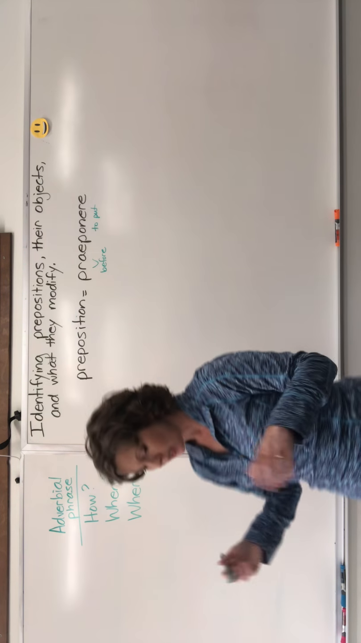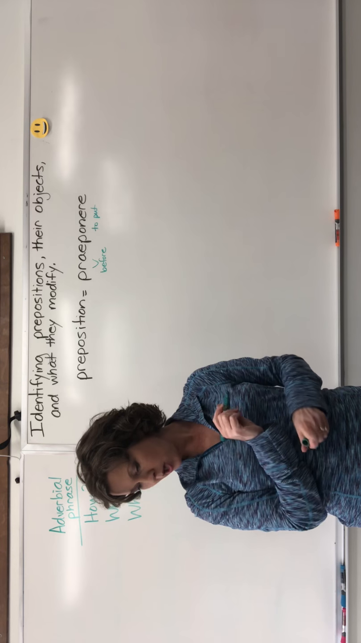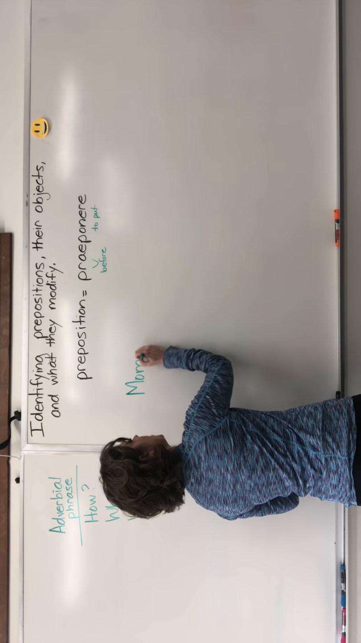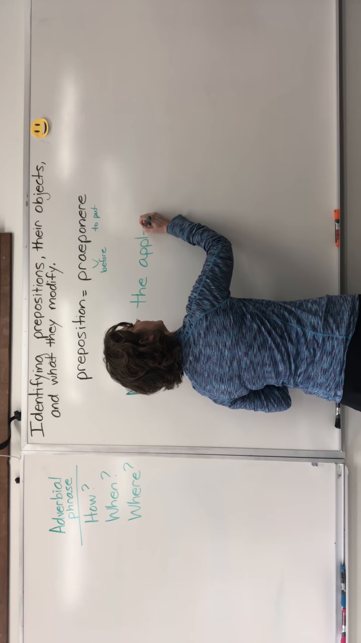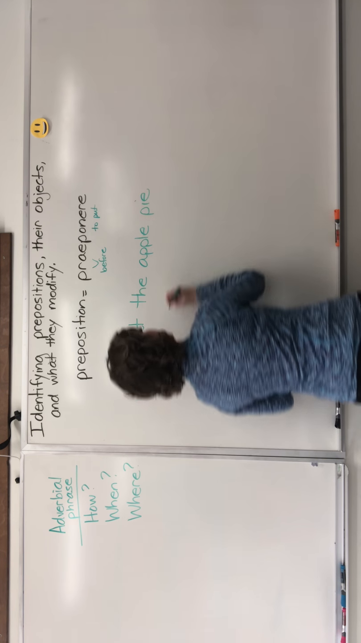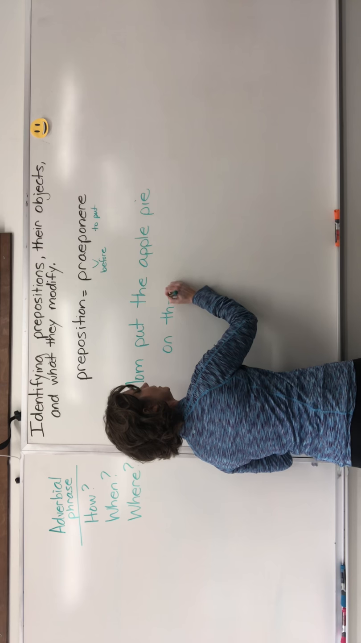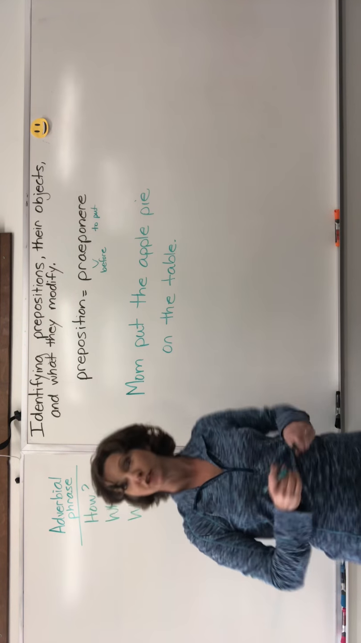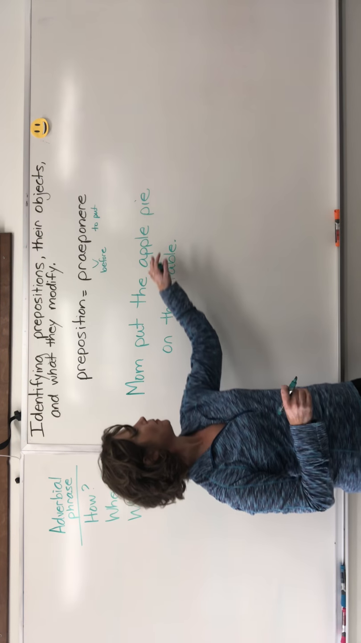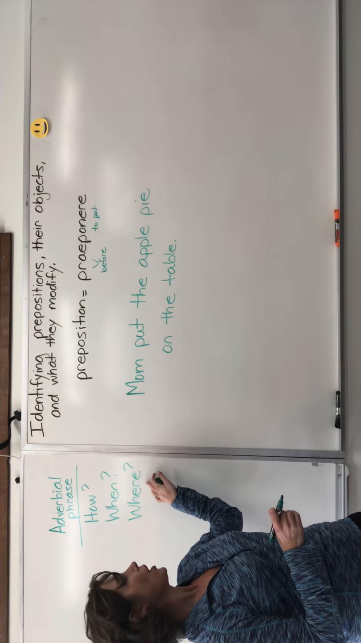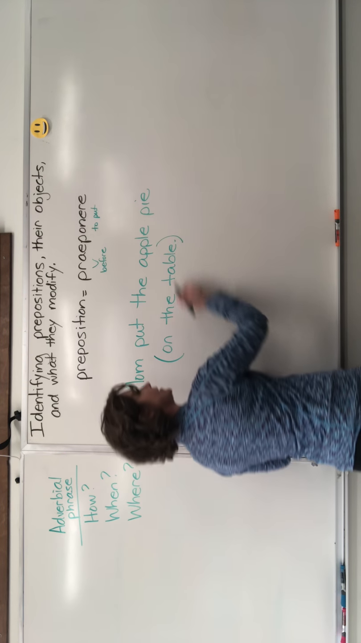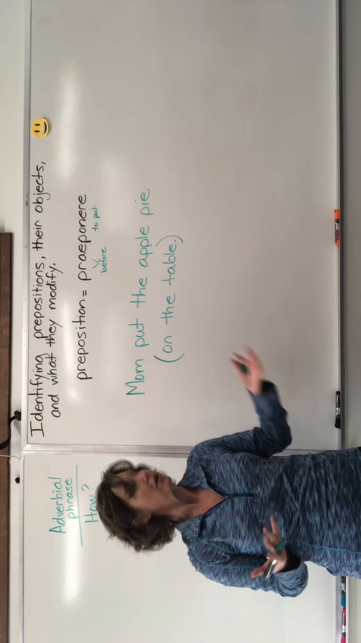Here's what I mean. If you were to have this sentence, Mom put the apple pie on the table. Let me write that down for you. Mom put the apple pie on the table. Okay? Yum, first of all. Mom put the apple pie where? Well, she put the apple pie on the table. That tells us where, doesn't it? That's where she put it, on the table.